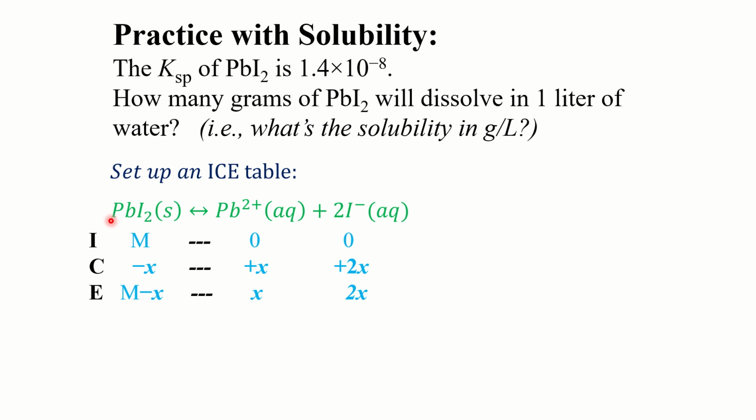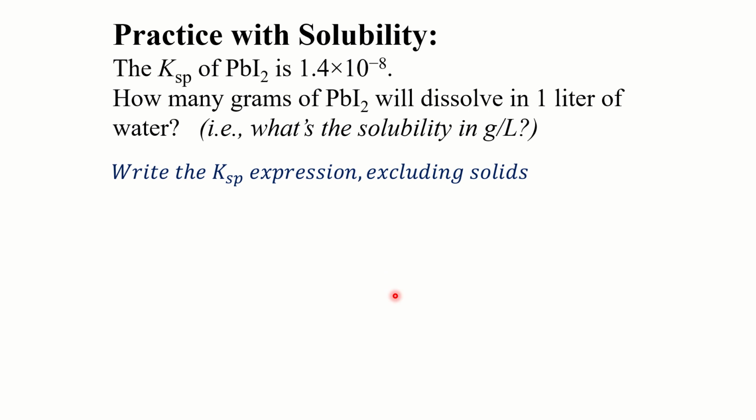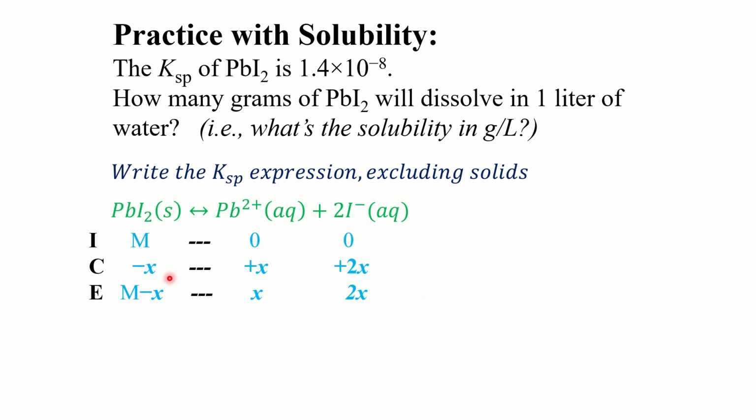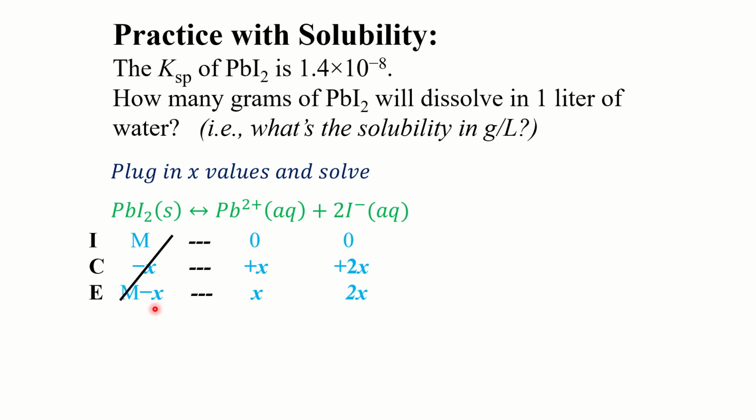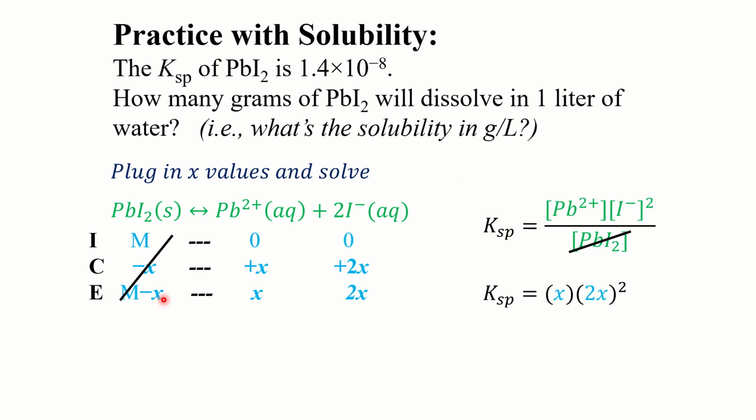The solid's always going to have a coefficient of 1. Plus x for Pb2+ and plus 2x for the I-. Again, remembering that the change is based on the coefficient. We get equilibrium concentrations of x and 2x respectively for our 2 ions. Now we can write our Ksp expression excluding the solids. So the solids you can go ahead and wipe that out. Oh, sorry about this. I know I'm moving a little quickly. My animations could have been a little bit better here.